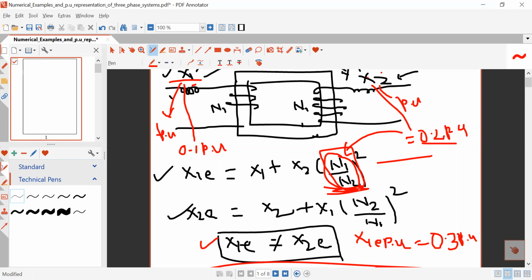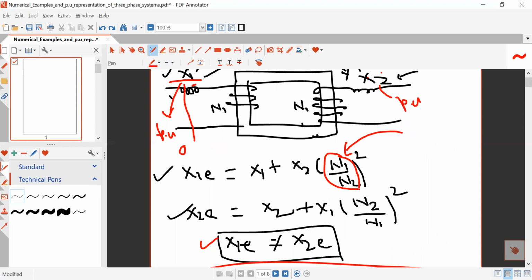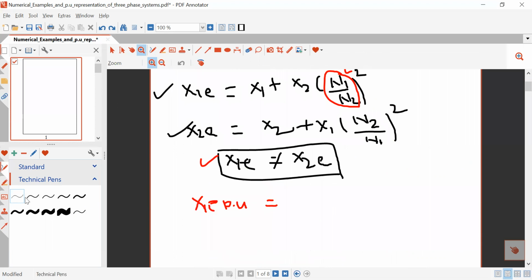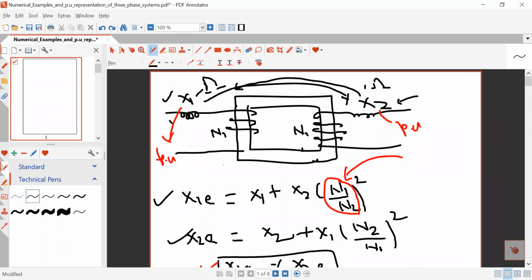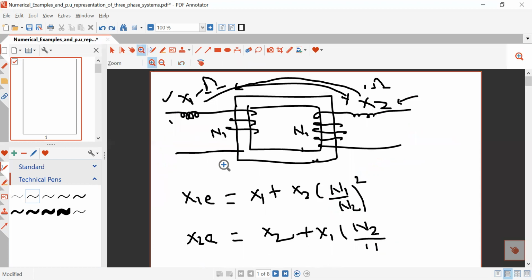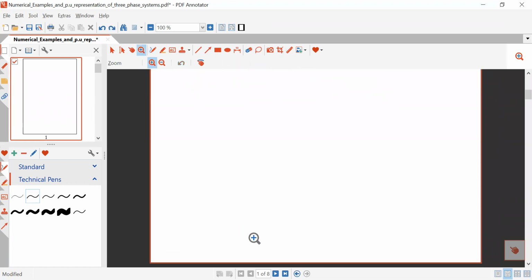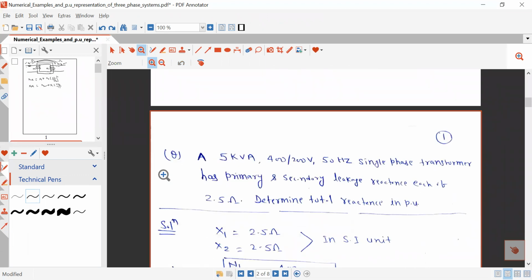And now this concept, I am going to discuss through one numerical example, which I have considered in this lecture. The question is, there is a single phase transformer. This is the question.